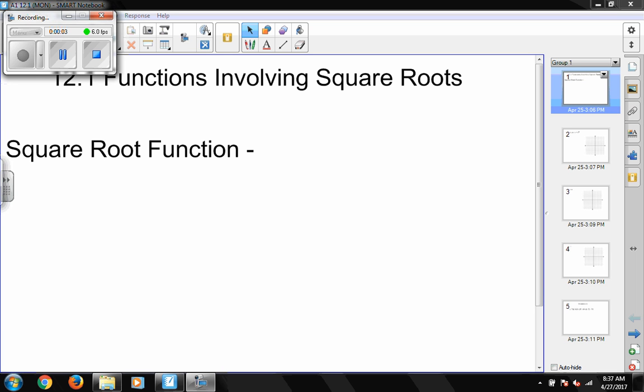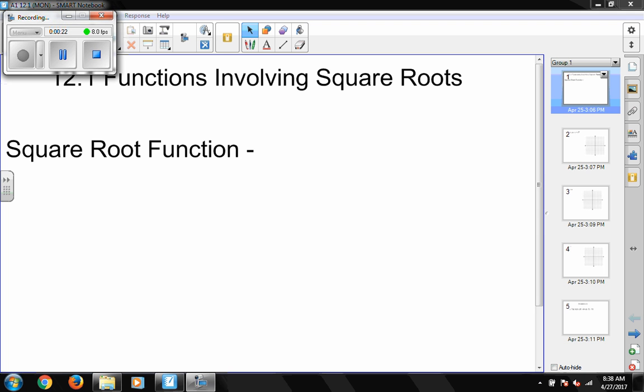All right, today we want to begin talking about functions involving square roots. This is the beginning of chapter 12. We will see where we get to in this chapter. We'll bounce around a little bit, just to help make sure you guys are ready for geometry next year. And hopefully this chapter will help you a little bit with that.